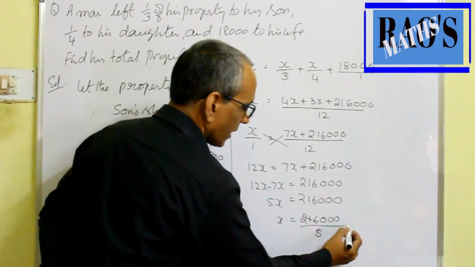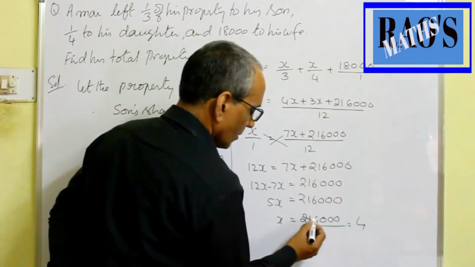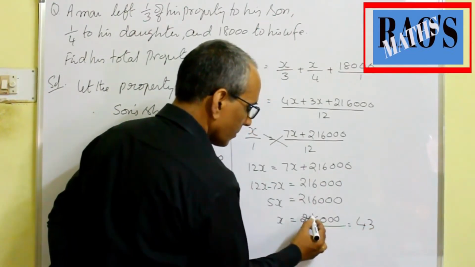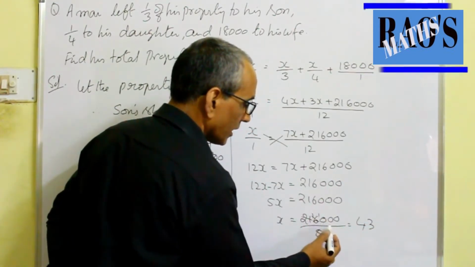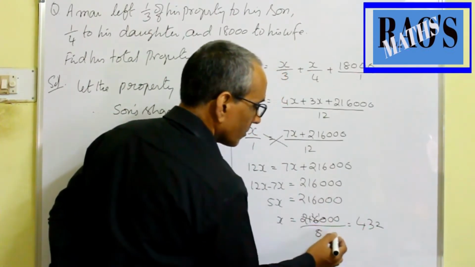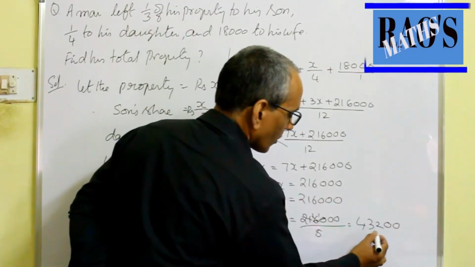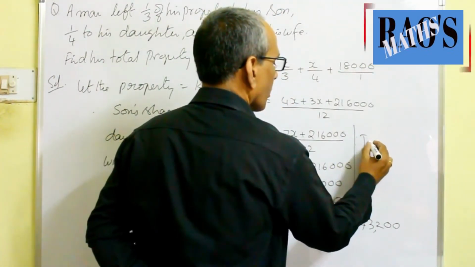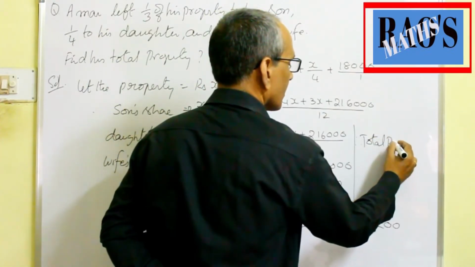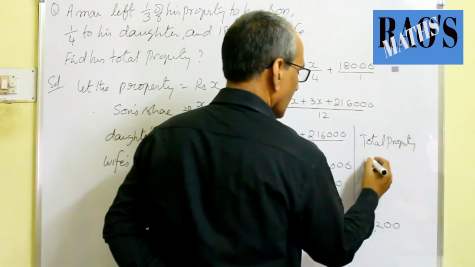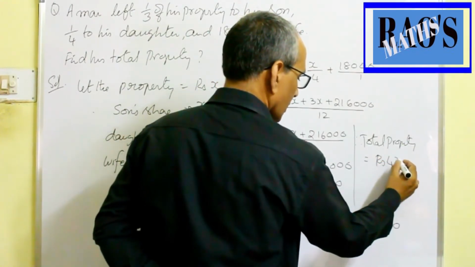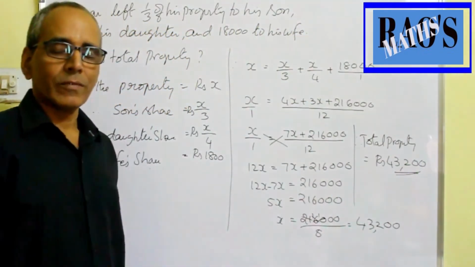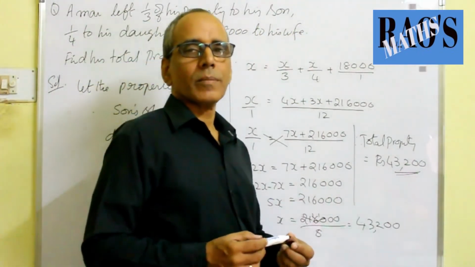Find 5 into 4, 20, 4 times. 1 remains. 16. 5 threes are 15. 1 remains. 10. 2 times. So 00. So total property is equal to rupees 43,200. Okay, and it's very easy. It is the end of the chapter.